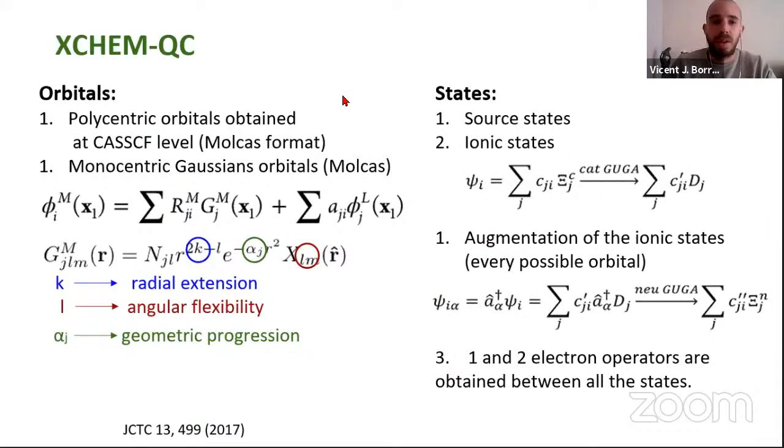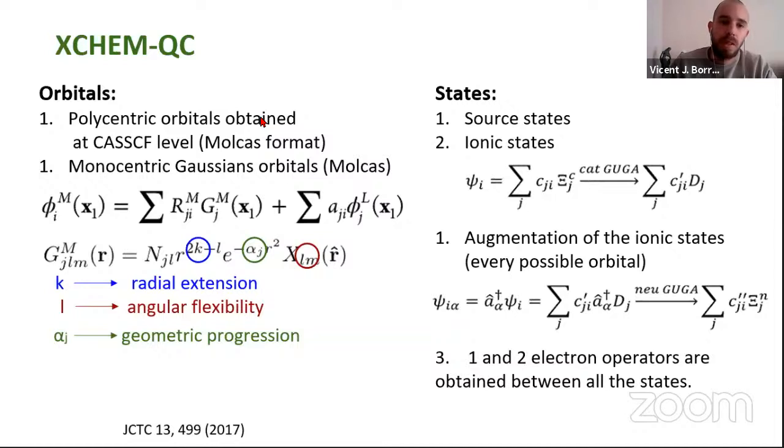In the ISCHEM code, there are different types of orbitals. We have polycentric orbitals. These orbitals are obtained at a CF level, and the ISCHEM code reads these orbitals as an input. You can use any program you want, but then you have to transform the orbitals to the Molcas format. That is the format the ISCHEM code reads right now. Also, we have monocentric Gaussian orbitals.